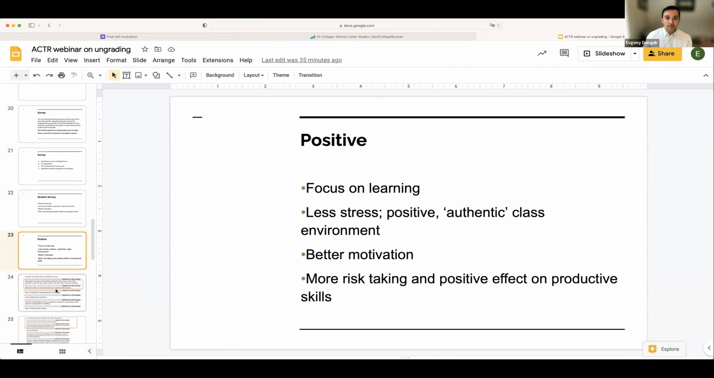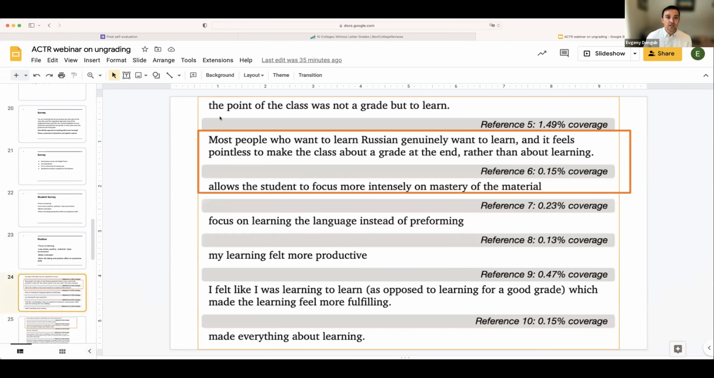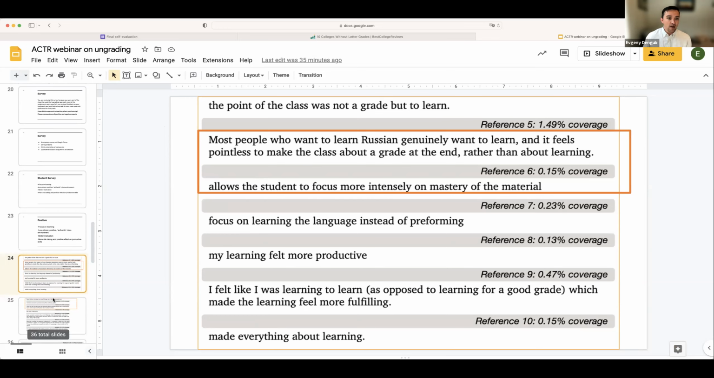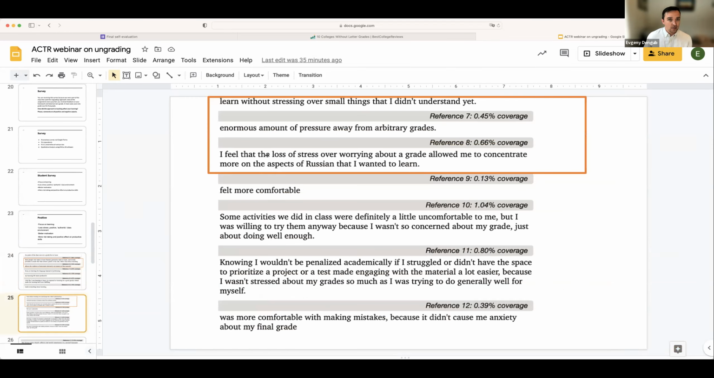So here are some quotes that I want to share with you. Most people who want to learn Russian generally want to learn. It feels pointless to make the class about a grade at the end rather than about learning. It allows students to focus more intensely on mastery of material. Students say that, learn without stressing over small things that I didn't understand yet. And again, going back to my statistics example, yes, certain things they don't understand, but we don't penalize them for being slow in their getting the material.